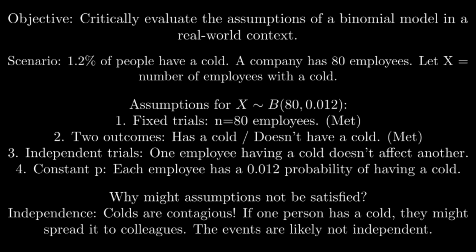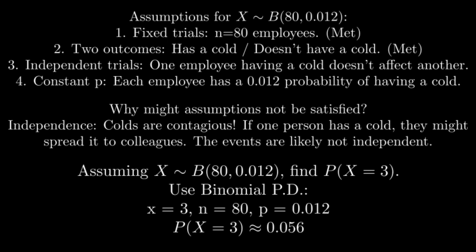Let's find the probability that exactly 3 employees have a cold. We assume X is distributed as B(80, 0.012). We want to find P(X = 3). Using our calculator's binomial PD function with X equals 3, n equals 80, and p equals 0.012, we get a probability of approximately 0.056. The key lesson here is that applying these models requires judgment. You must check the conditions, think about whether they make sense in the context of the problem, and acknowledge any limitations of your model. This is what it means to use mathematics thoughtfully.